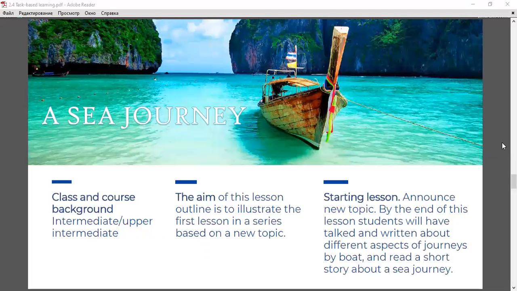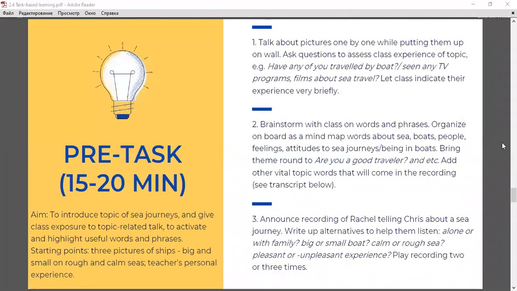Let's imagine that the topic of the lesson is a sea journey. The class and course background is intermediate, upper intermediate. The aim of this class outline is to illustrate the first lesson in a series based on a new topic, a starting lesson that first announces the new topic. By the end of this lesson, students will have talked and written about different aspects of journeys by boat, and read a short story about a sea journey.